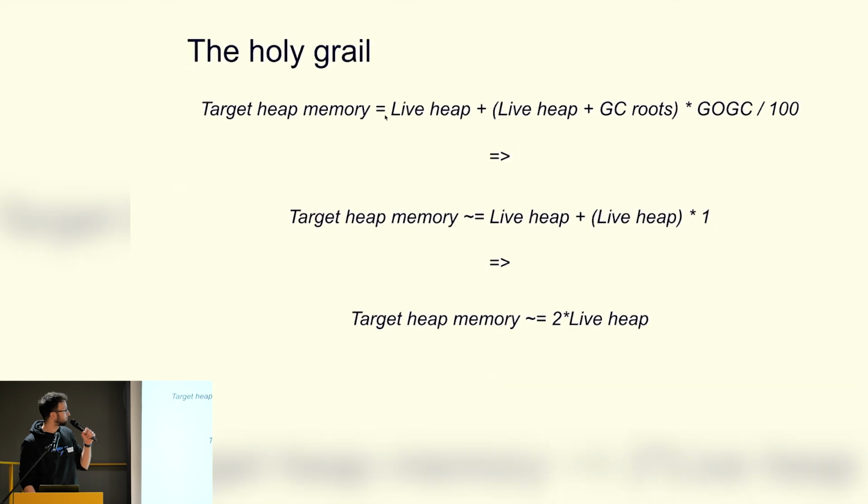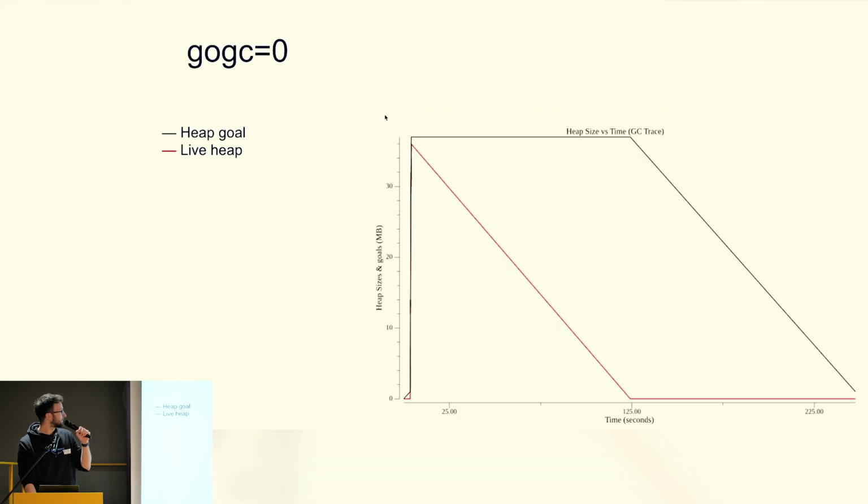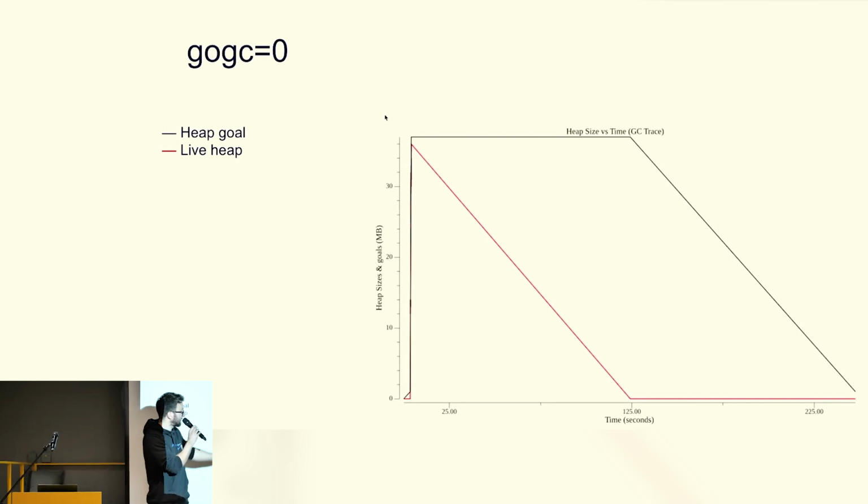Okay, so there was the variable GOGC, which seems that it can affect the counts pretty a lot. So let's try what happens if we set it to 0. That would mean that the live heap should equal the target heap, more or less. So if we run it with that and we check the graph again, we can see indeed the heap goal is just a little above the live heap.